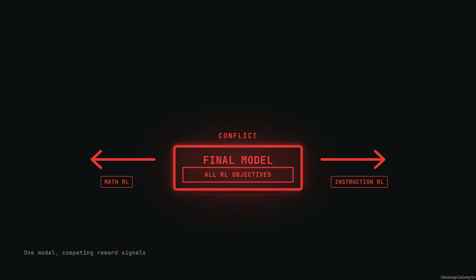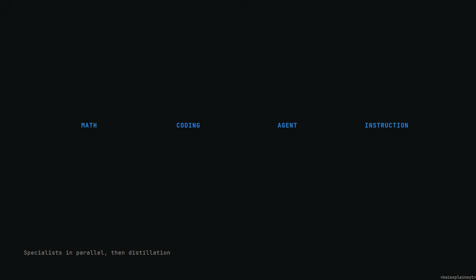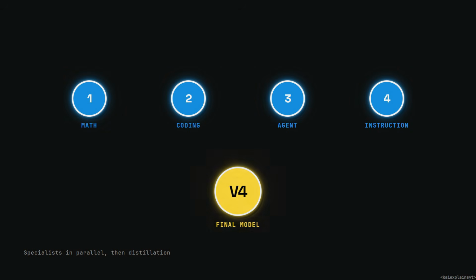Rather than applying reinforcement learning to the final model, which is how most labs do it, DeepSeek went back to the base checkpoint and trained separate specialists in parallel. One for math, one for coding, one for agent tasks, one for instruction following. Each got optimized for its own domain. The final model then learned from all of them at once through distillation.